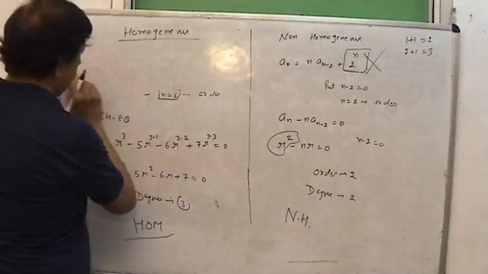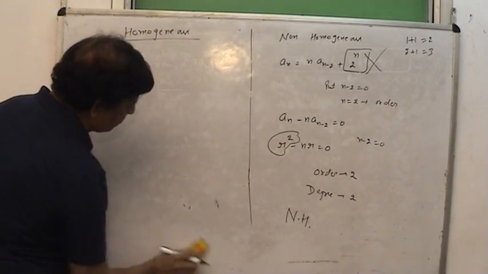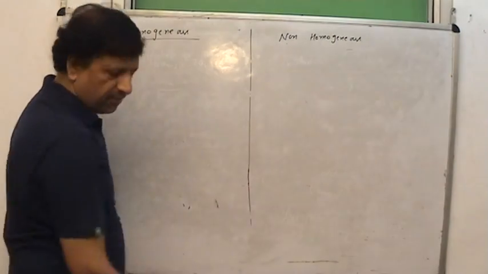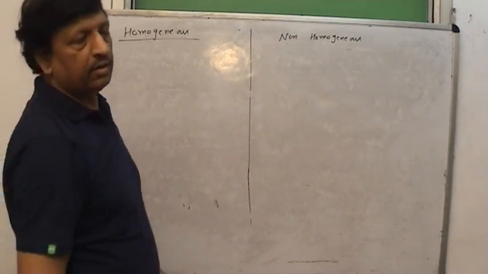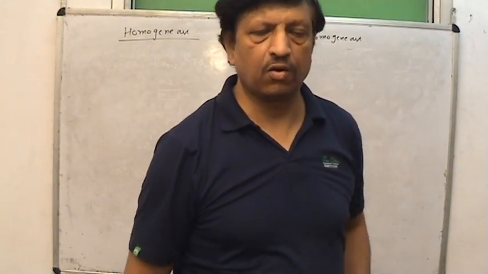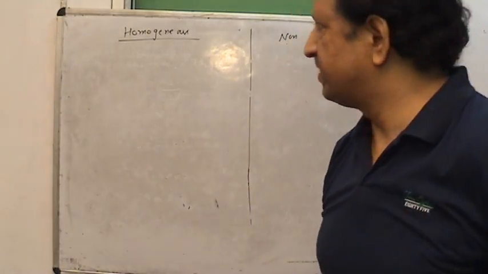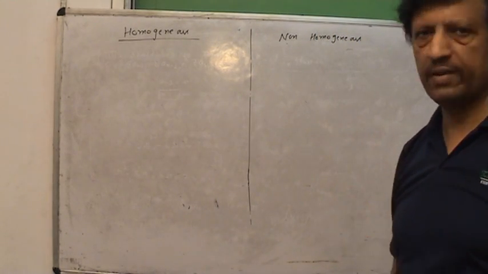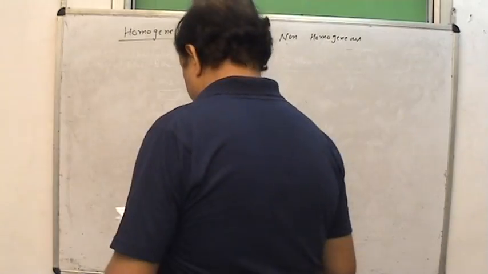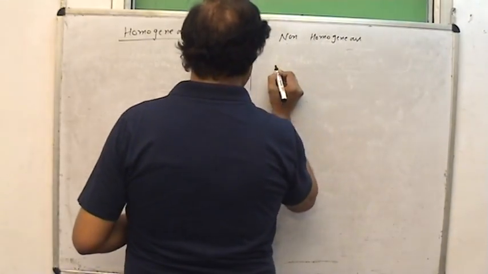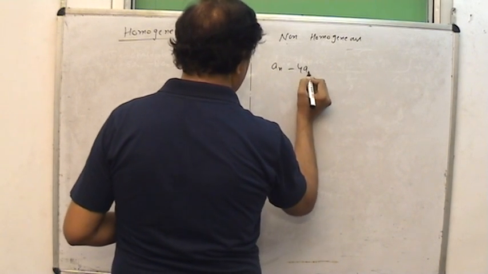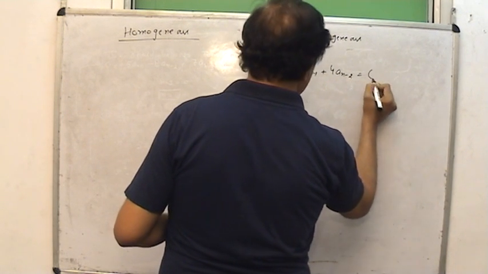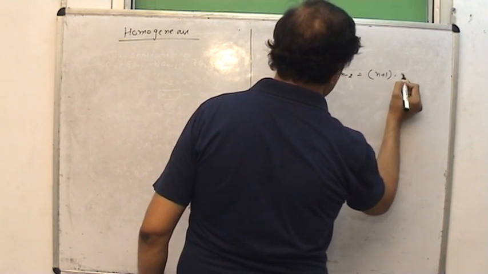Let us see more examples. First of all, it is very necessary to identify whether the given recurrence relation is homogeneous or non-homogeneous. Secondly, to find its order and degree before we start solving them. Let us see another example. Say an minus 4 times an minus 1 plus 4 times an minus 2 is equal to n plus 1 into 2 raised to the power n.